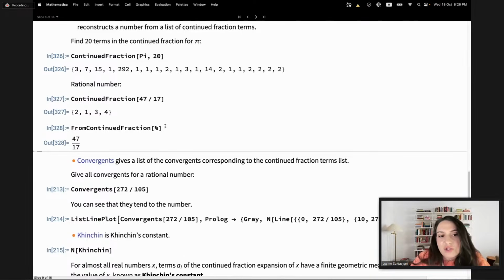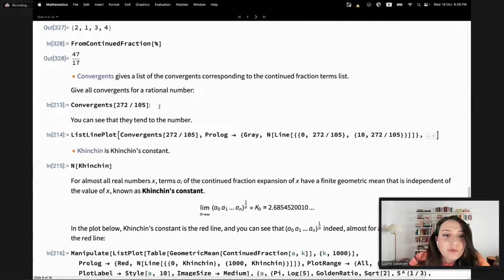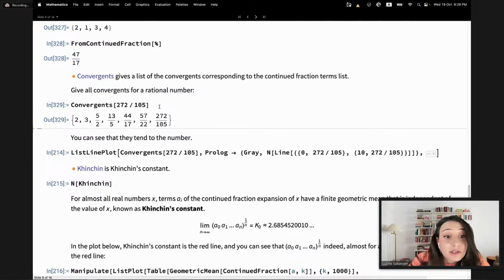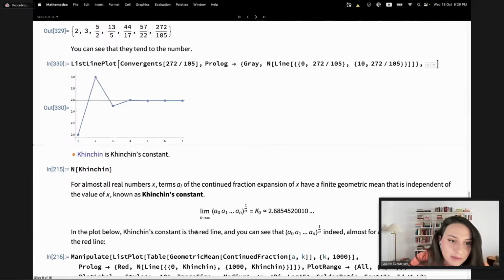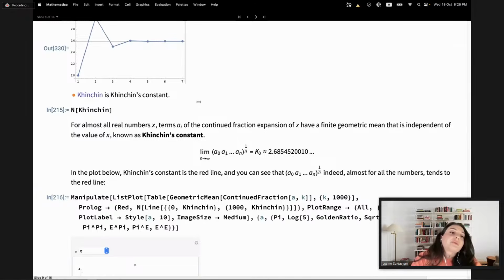Convergents is another function that gives a list of the convergents corresponding to the continued fraction terms. For example, we can find the convergents for a rational number by doing this. And you can actually see that the convergents tend to that number in this plot. The line is our number, 272/105, and the convergents tend to the number. Now let's talk about Khinchin.